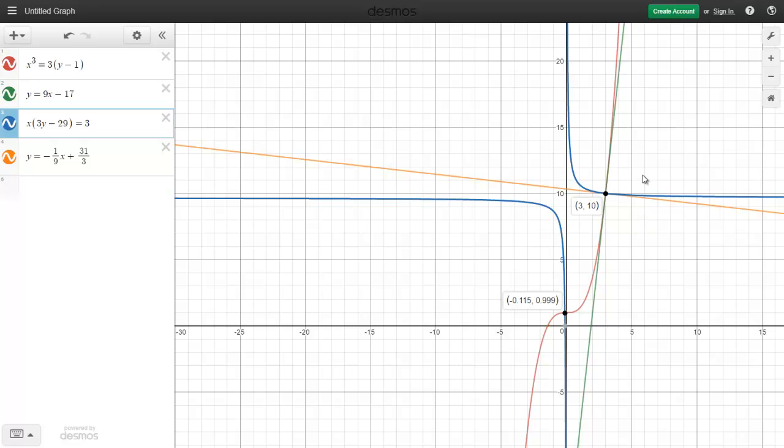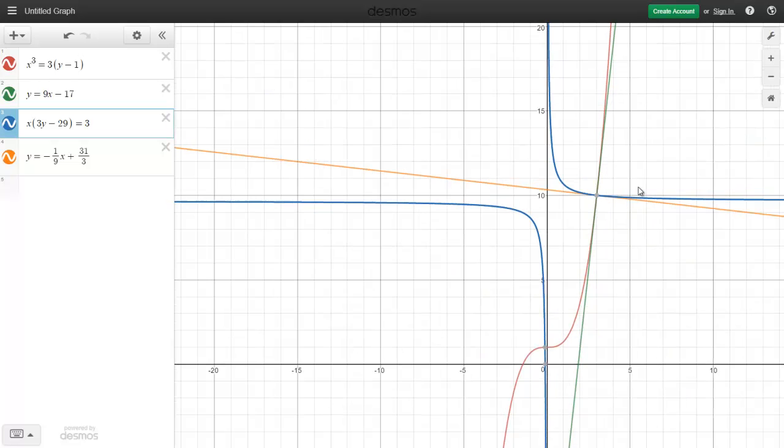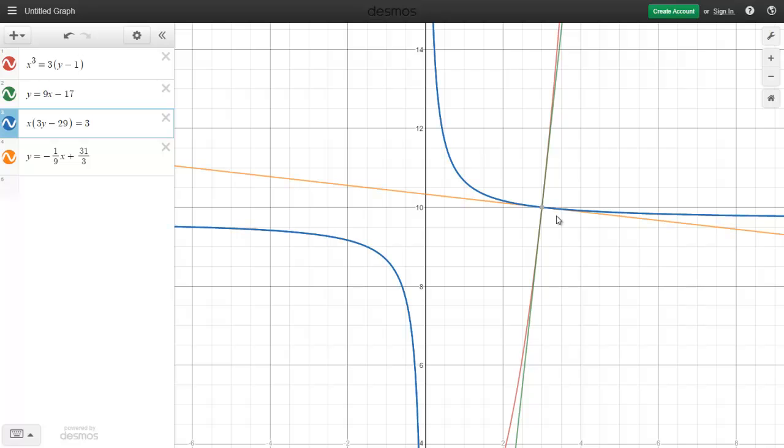So I went ahead and graphed the two tangent lines. If we zoom in a little bit here, these two curves intersect at the point (3, 10), which is kind of nice. Now the red curve has this green tangent line, and the blue curve has this orange tangent line. I think you can see that the orange tangent line and the green tangent line are indeed perpendicular. That's what it means to be orthogonal.